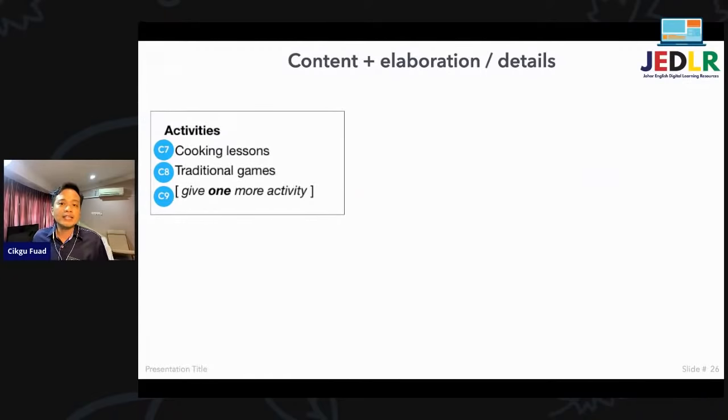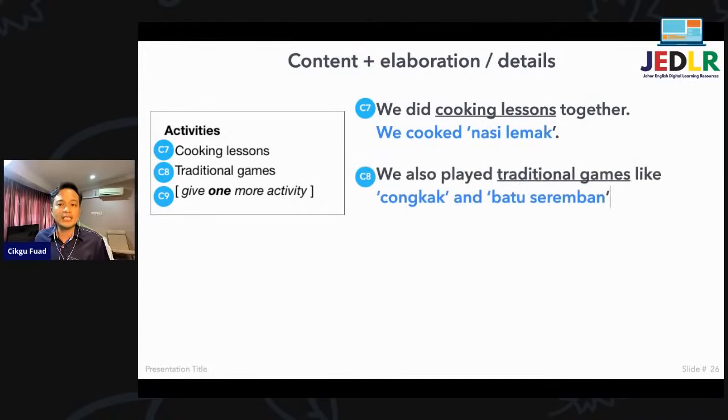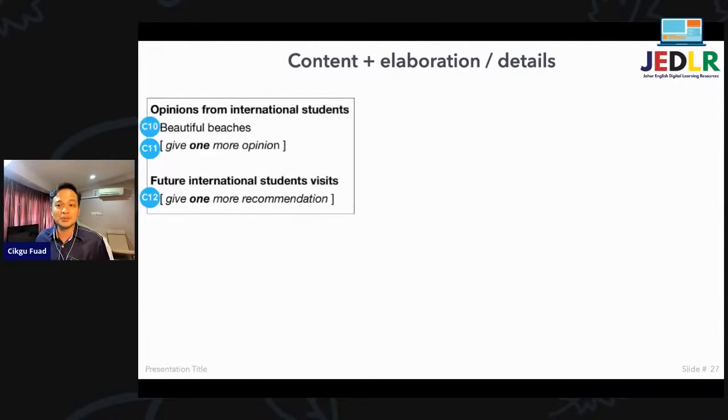Okay, now for activities, content point 7, content point 8, and content point 9. Okay, we did cooking lessons together. We cooked nasi lemak. Okay, now I add nasi lemak over here as details. Okay, we also played traditional games like congkak and batu seremban. And last one, we also performed a traditional dance together. Okay, if you want to write a sample of traditional dance, it's up to you.